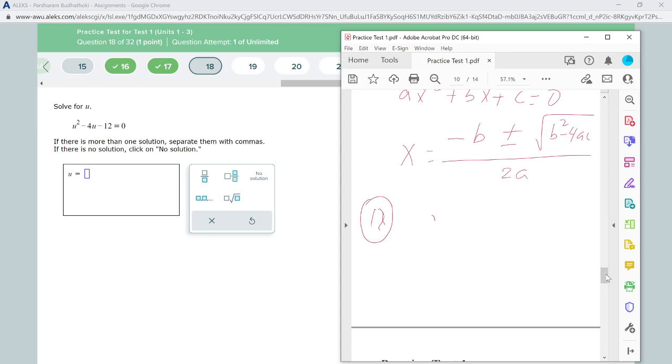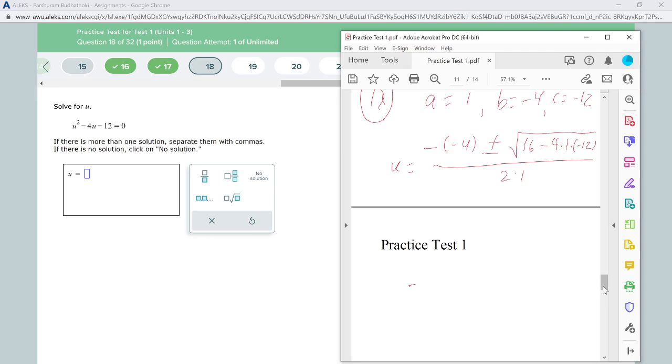First of all, find a, which is the number in front of u squared, which is 1 in this case. b is the number in front of u, which is -4. And c is the constant, which is -12. Now for finding u, just plug in b, a, and c. So the answer would be u equals -4, plus one time and minus another time. You have to do this twice, using both plus and minus. b squared is 16, minus 4ac, 4 times a which is 1, times c which is -12, divided by 2 times 1. Just simplify this and it will give you two different answers. So I'm just going to continue.